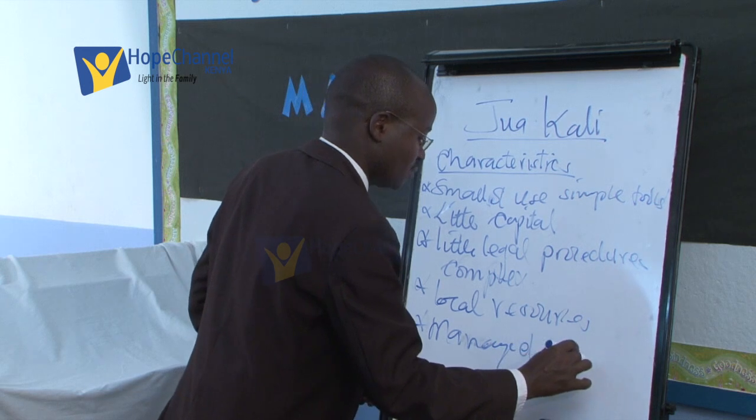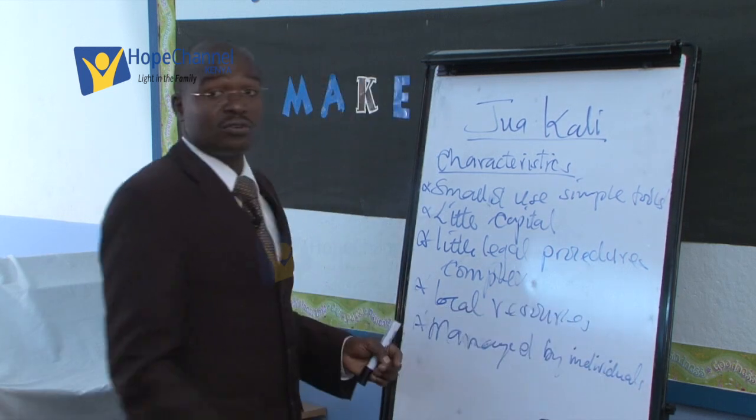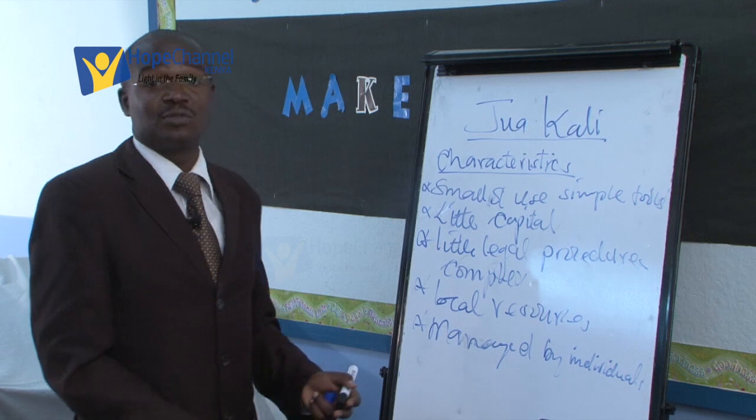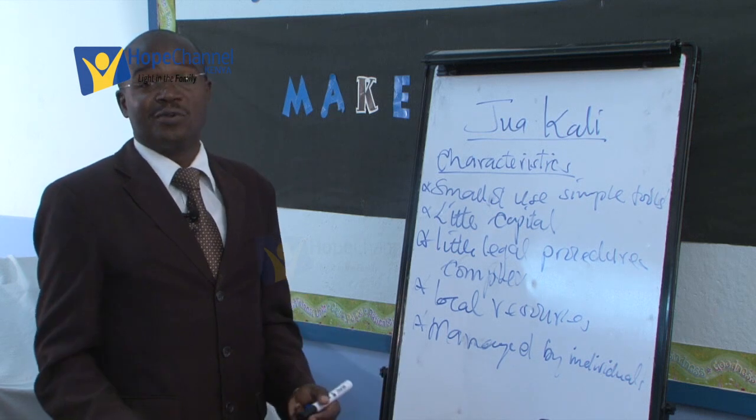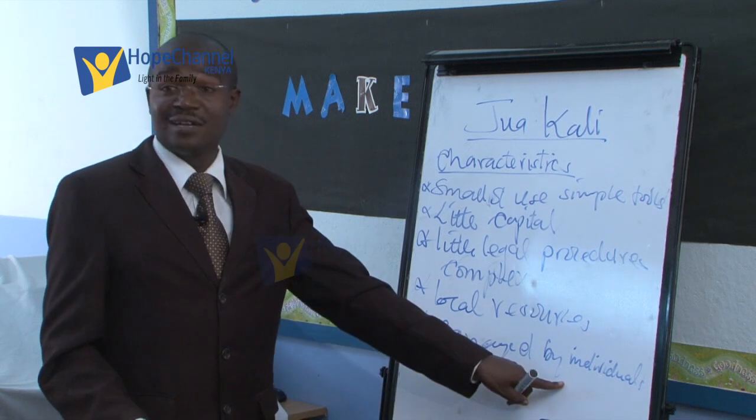And then the other thing which normally tells us it's a Jua Kali industry is that they are managed by individuals. Individuals or an individual. You find it's only one person doing the whole business. When he's sick, the business is sick. When he's away for a journey, the business is also away for a journey. So they are managed by individuals.